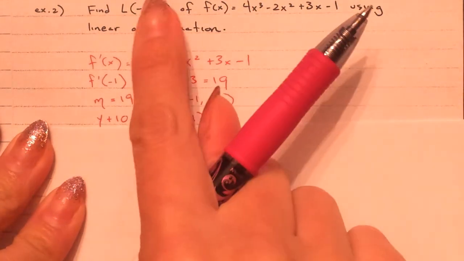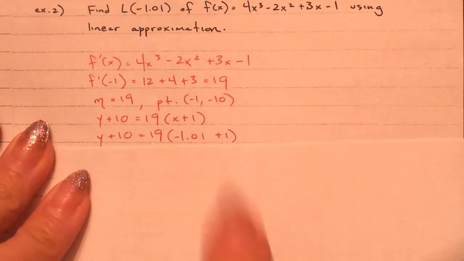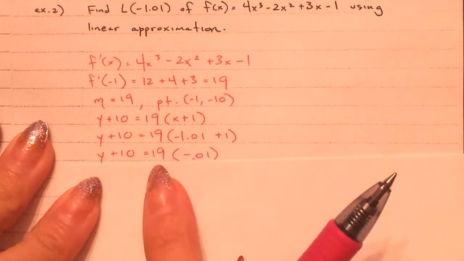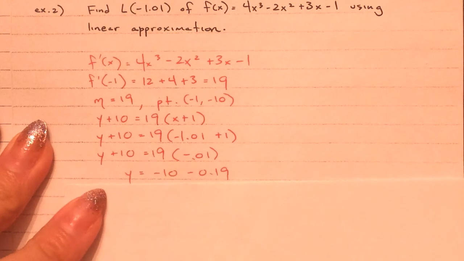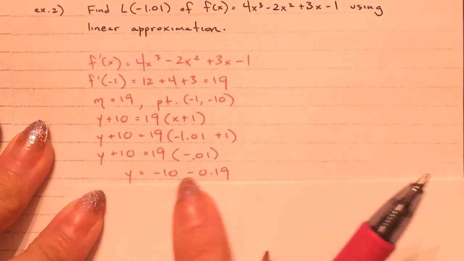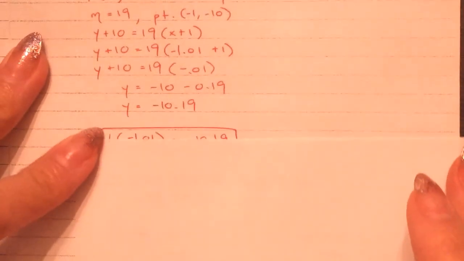You plug in your actual negative 1.01. You add and get negative 0.01. You multiply, you can do this, and then you get a negative 10 because of subtraction on both sides, and then negative 0.19. And then you add that together, and you have your final answer.